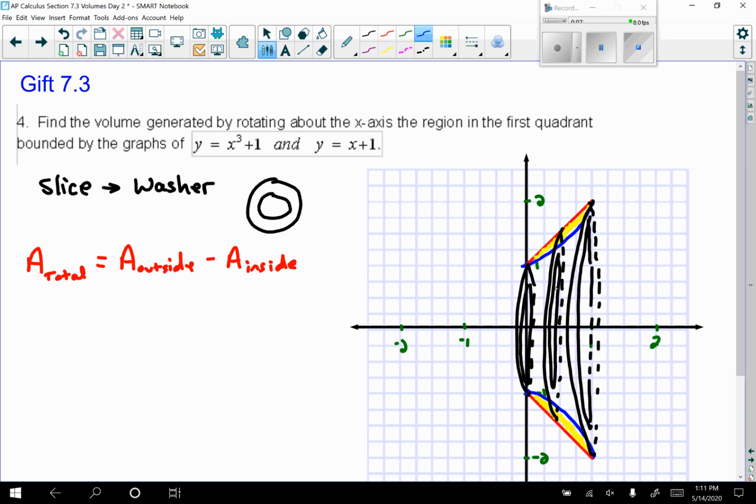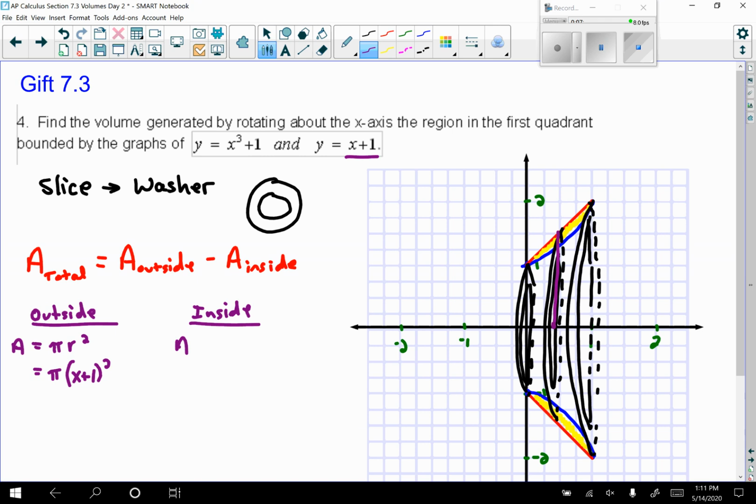All right, I'm just going to start with the middle one. So the radius, we have two of them. We have the radius of the outside. So I'm going to go all the way up to the top here. So the outside radius is going to be the y value for the x plus 1. So I'm going to say the area of the outside is going to be pi times the radius squared, where in this case it's pi times the quantity x plus 1 squared.